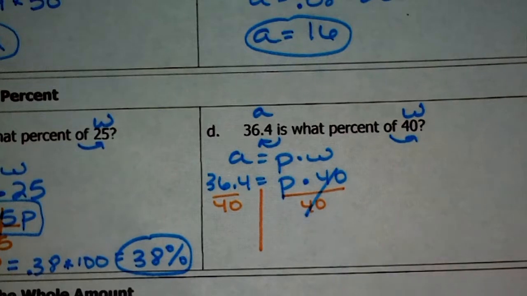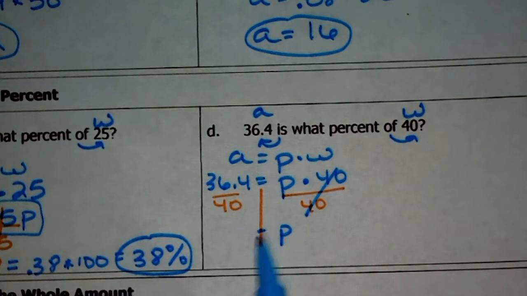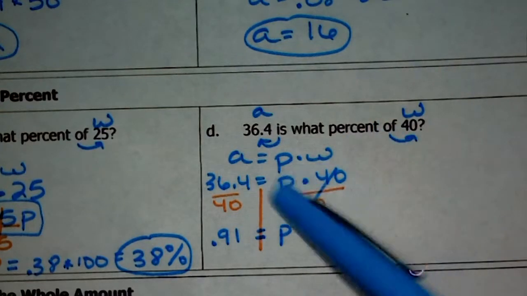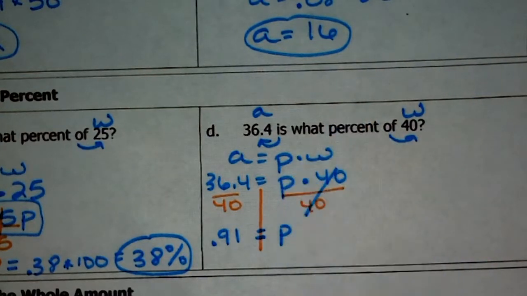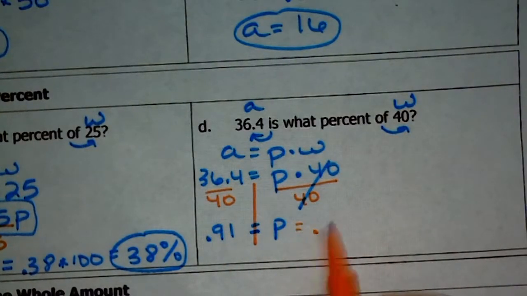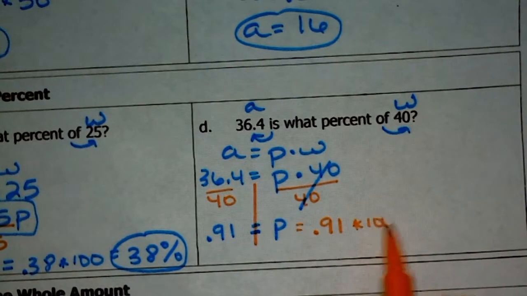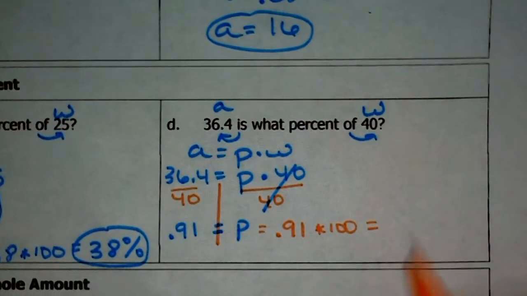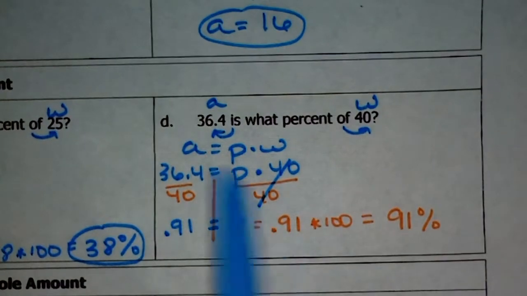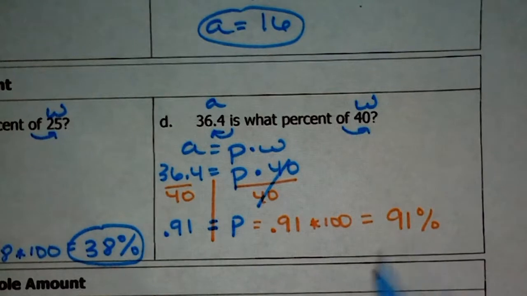So 40 divided by 40 is 1. P is now alone. And now I need to take 36.4 and divide that by 40. When you do that, you get 90/100ths. Now remember, this P in this equation has been divided by 100. So in order to get the percent out of it, I need to multiply what I got by 100. So the actual percent here, yep, you guessed it, 91%. So that means if you got a 36.4 out of 40, your grade would be a 91%.